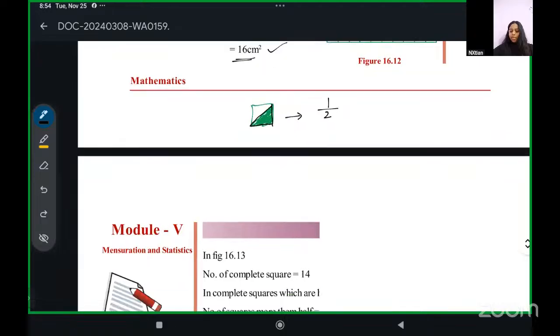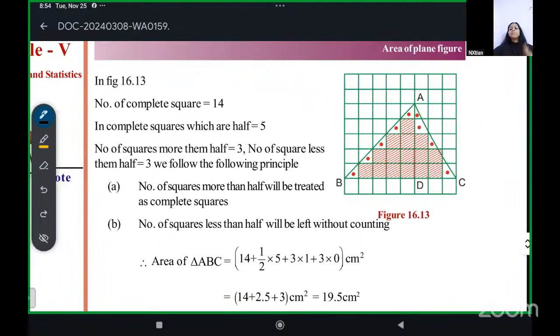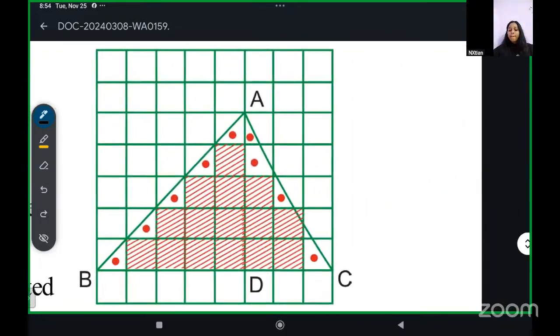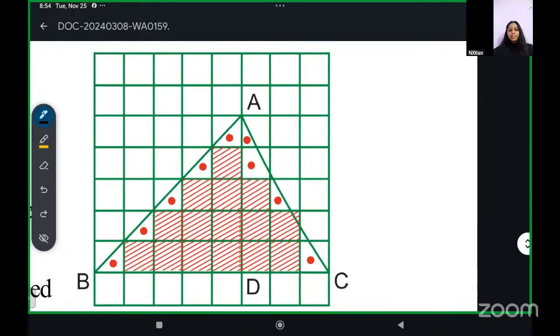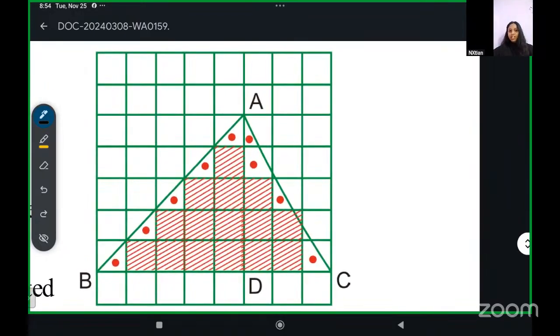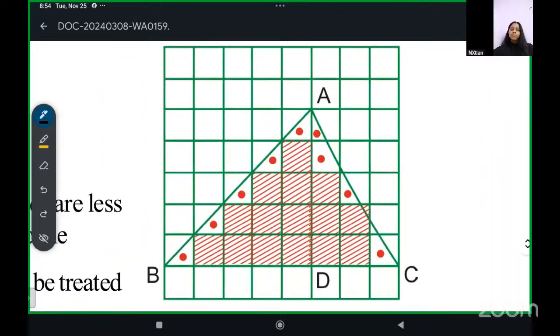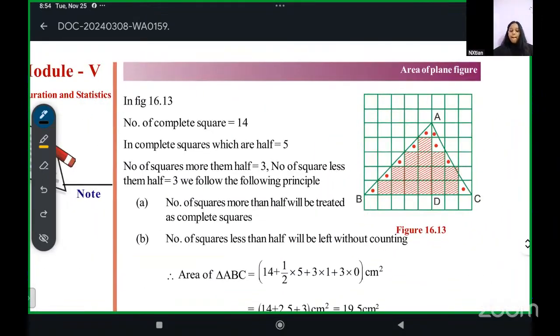Now next question. We have some squares which are fully shaded, some which are half shaded, some which are less than half shaded. What will we do now? The number of squares which are complete are 14. The ones which are half shaded are 5.